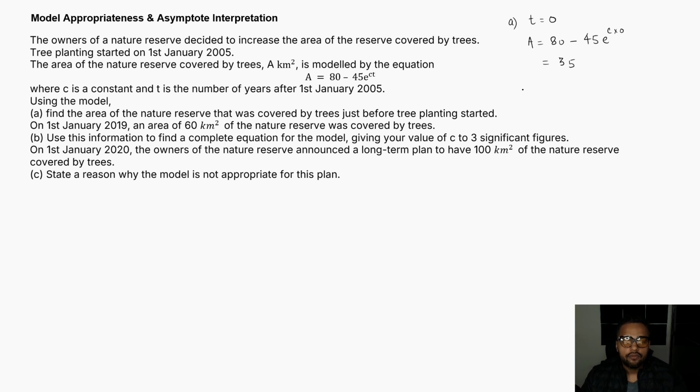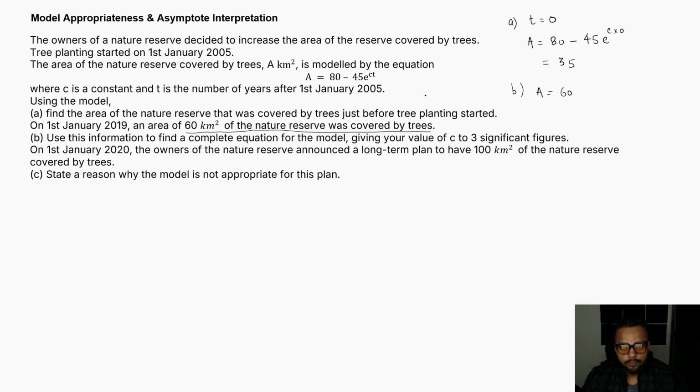Now in the second line, they have told that an area equal to 60 square kilometers of the nature reserve was covered by the trees. Now we need to use this information, that is area equals 60 square kilometers, to find the complete equation for the model.